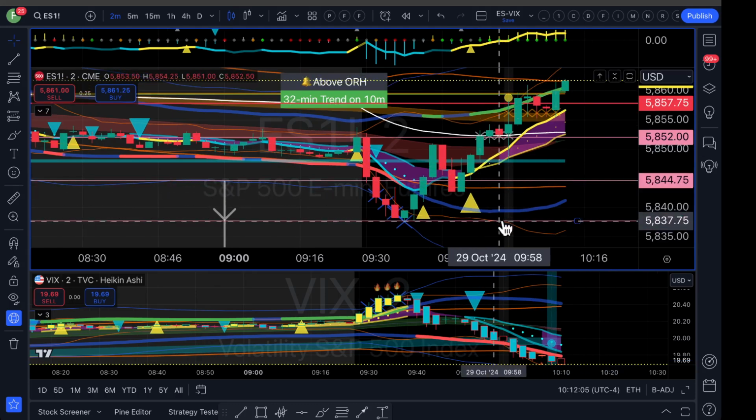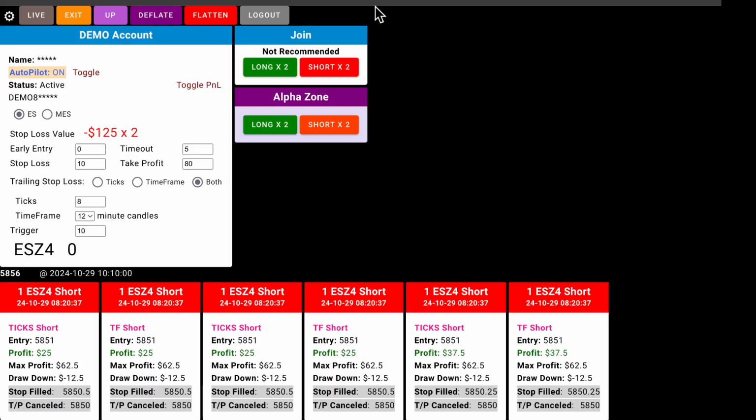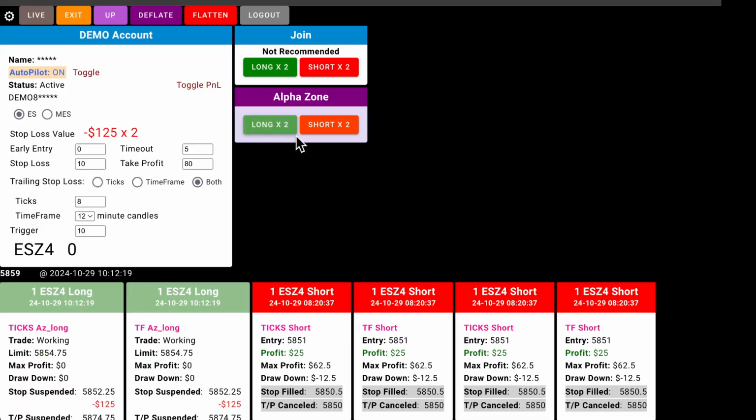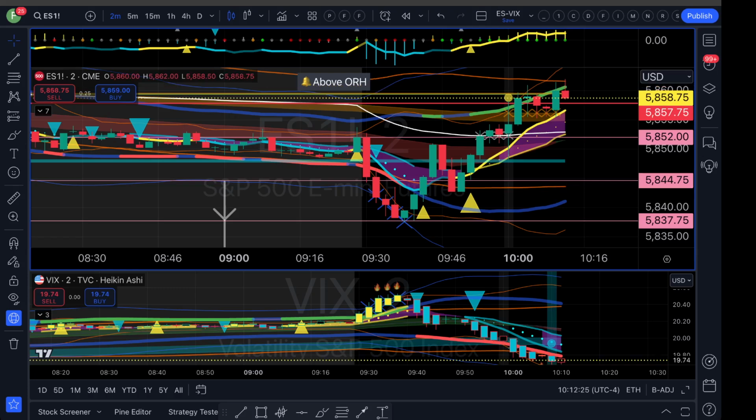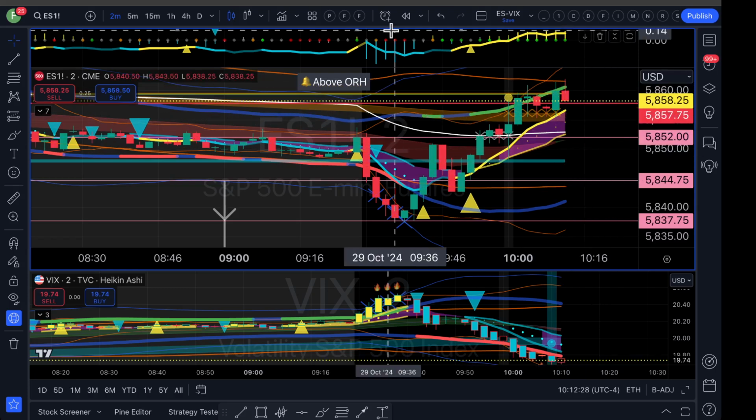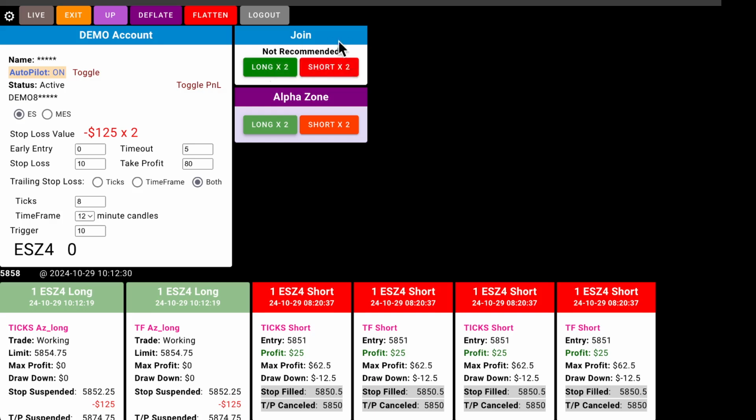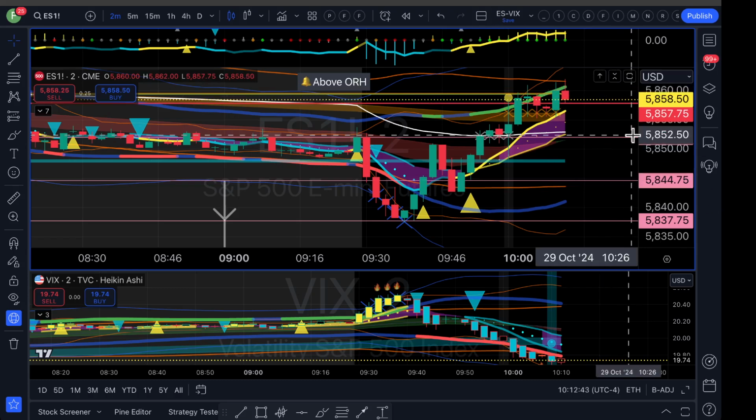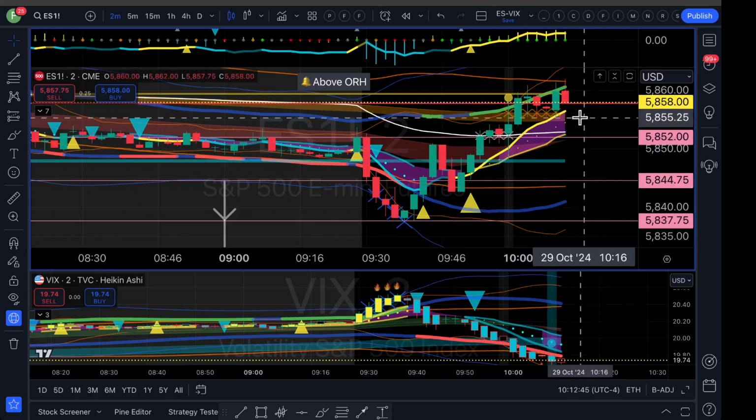Now, we're very late in this move, but I'm still going to take the move. So to take the move, I'm going to go to my demo account, and I'm always going to use the alpha zone. I'm going to say long. So now I have a long order open, and it's only going to try and get in at the alpha zone. Do not take the join, which will join at the current price, because you're going to overpay, and most of the time you're going to get stopped out before it moves with you.